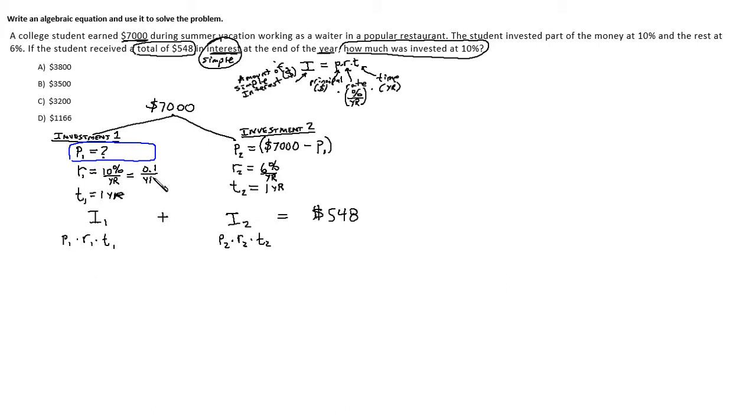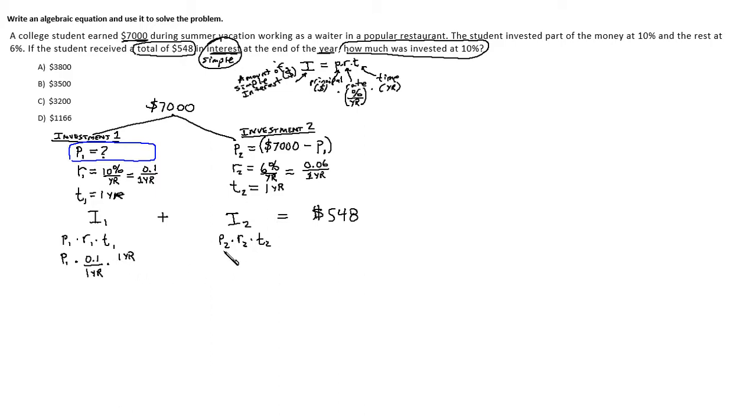per year, and we mean per 1 year. When someone says per year, they mean per 1 year. 6% per year, we're going to do the same. 6 divided by 100 makes 0.06 per 1 year. Okay, now we have the percents converted to decimal. P1, we don't know what P1 is, so we're going to leave it as P1. But we're going to multiply it by R1, which is 0.1 per 1 year, times T1, which is 1 year.